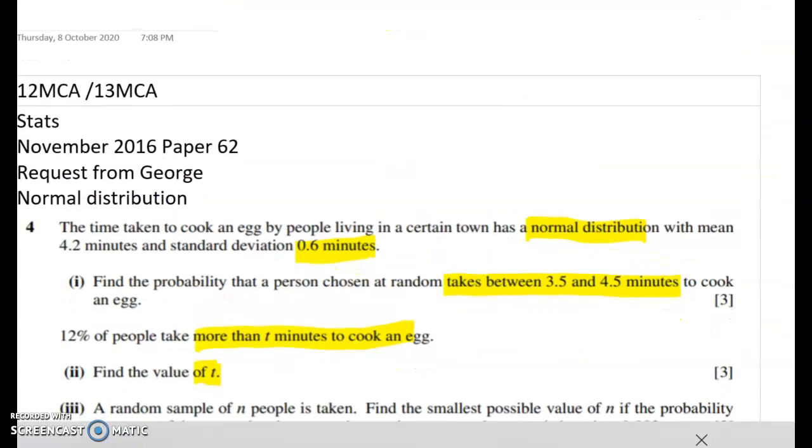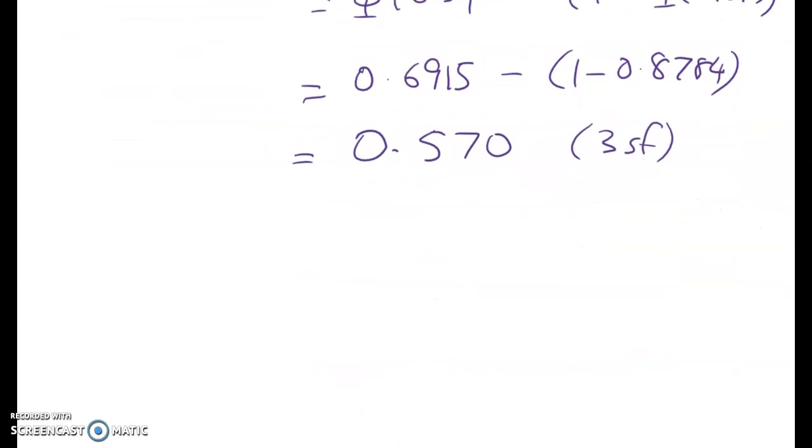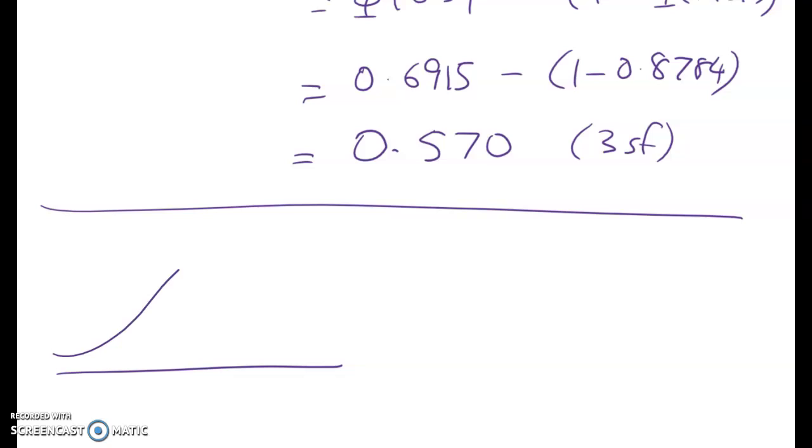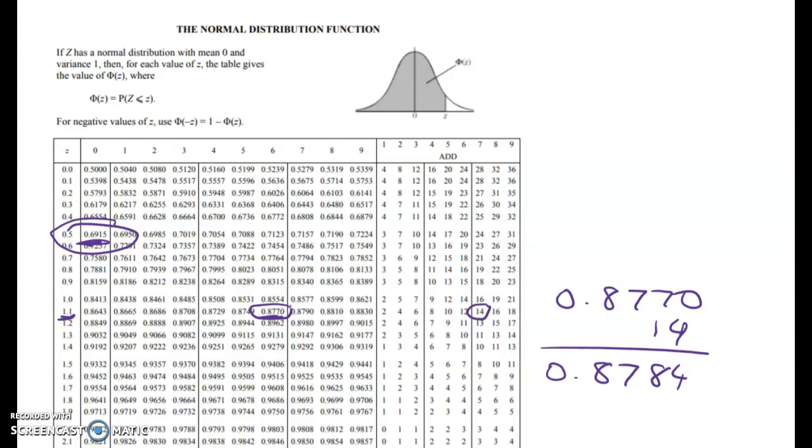Now the next bit is a standard backwards question. We have to find the time such that 12% of people take more than that time to cook an egg. So again, we're going to start by drawing a picture. I start off by drawing my Z picture and saying, I don't know this value here that's going to cut off 12% in that tail. But I know that if there's 12% in that tail, there must be 88% here. So what I'm doing is looking for the Z value that will give me the area of 0.88. So I go to my tables again and I hunt through for 0.88, and I can see it's quite close to where we were.